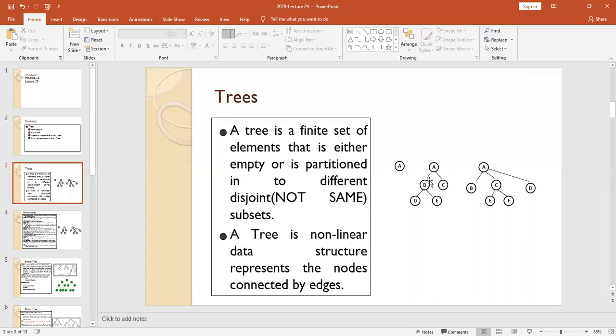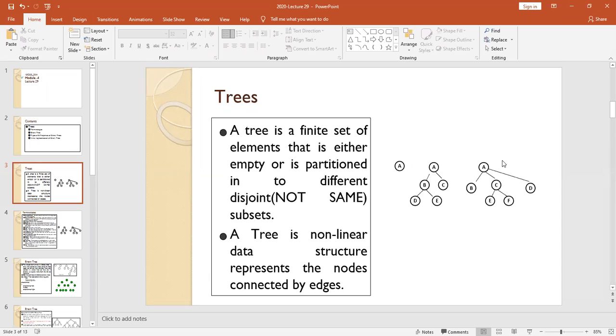Edges represent the connections between the nodes. So A and B nodes are connected by one edge. A and C nodes are connected by another edge. So how many nodes are there? 5 nodes are there. How many edges do you have? 1, 2, 3, 4 edges we have.